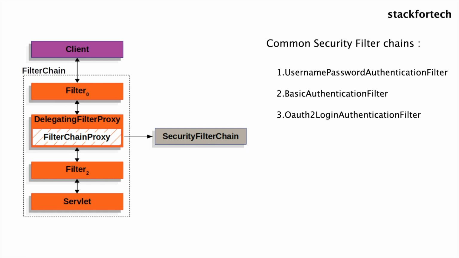All of these filter chains come under the security filter chain. Whenever a request is delegated by the delegating filter proxy, it goes to one of these security filter chains which is configured for that application. Now let's understand the flow with the diagram.